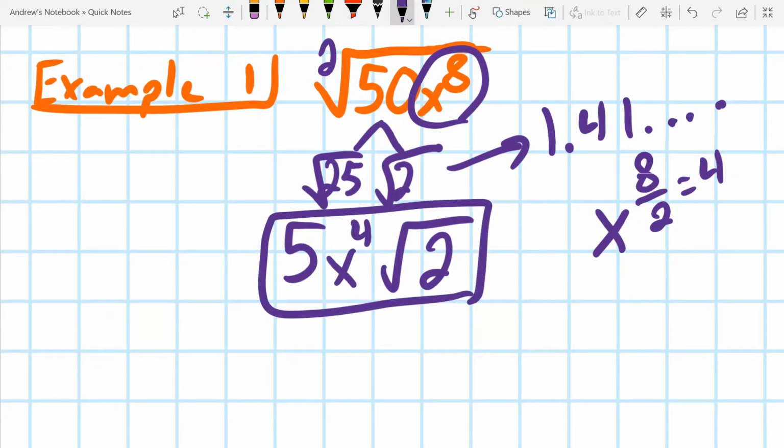So my answer is actually, for the square root of 50x to the 8th, it can be written as 5x to the 4th power, because I divided the exponent by 2, and I can leave that square root of 2 in there that I couldn't take out.